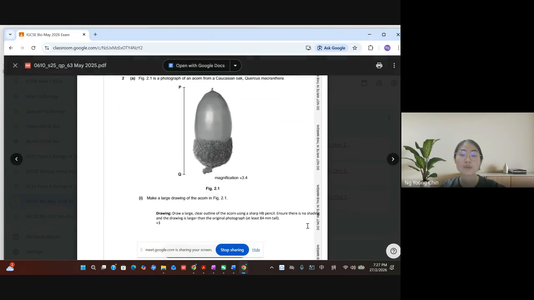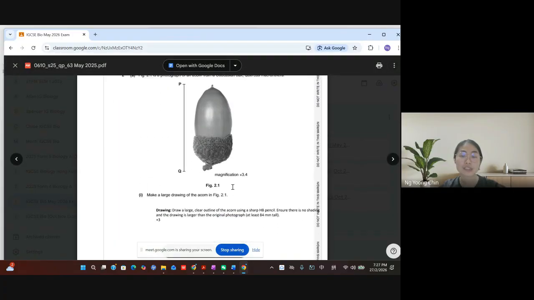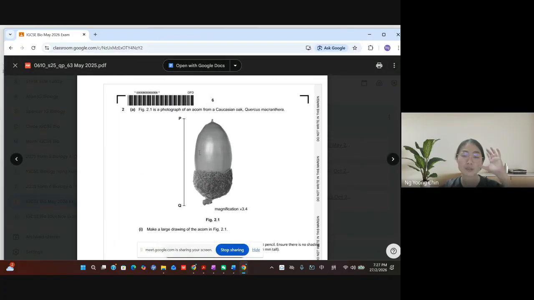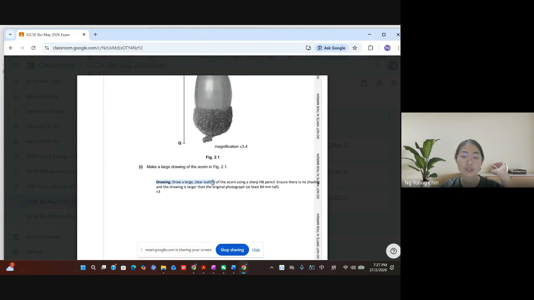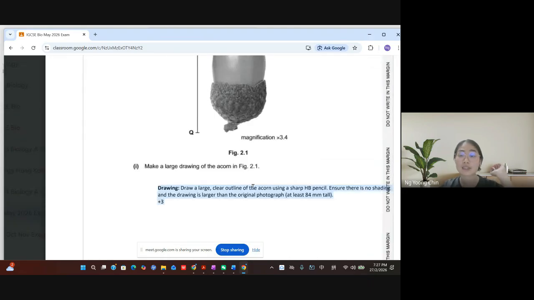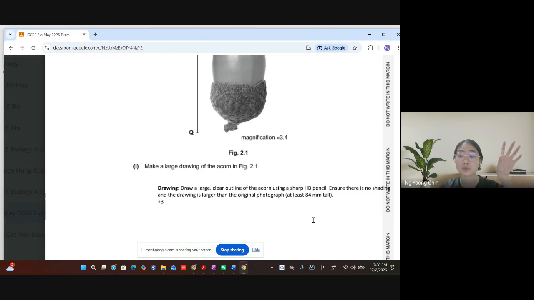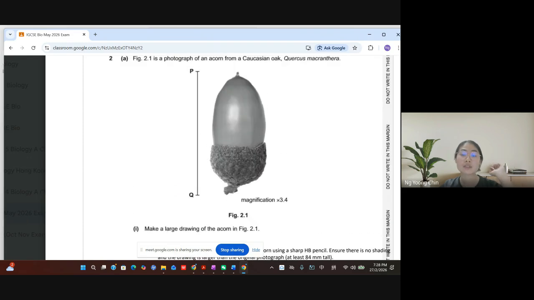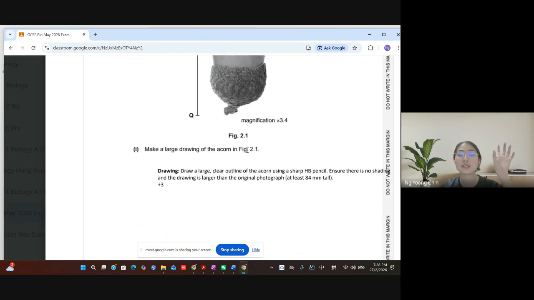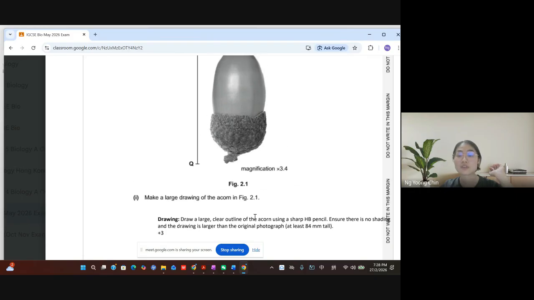Okay, so for this one, can you help me to draw the image? Based on this one. So this is already written in the answer, right? They will ask you to draw a large clear outline using the pencil. Okay, so you should use the pencil to draw it, and then just draw the outline. That's all, just a very simple outline, and then just ensure that it is much larger than the original photograph.